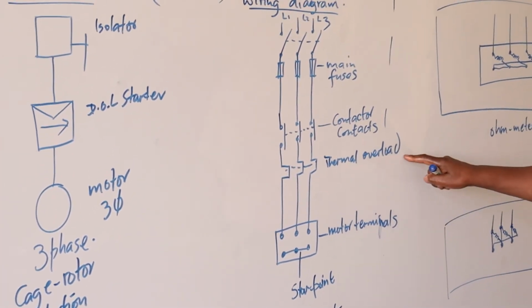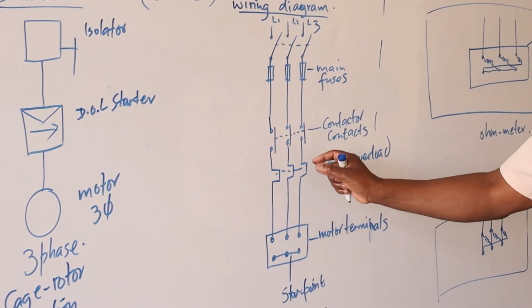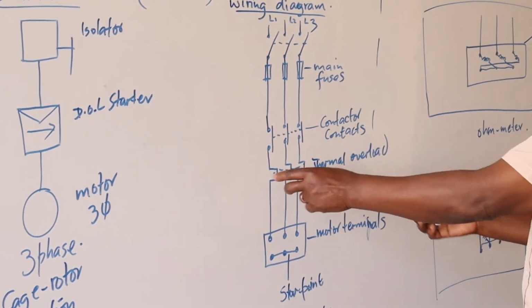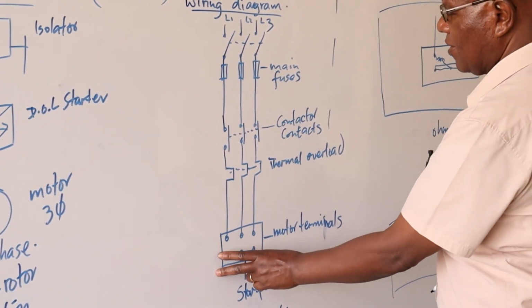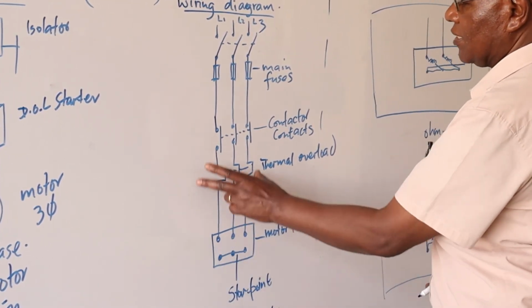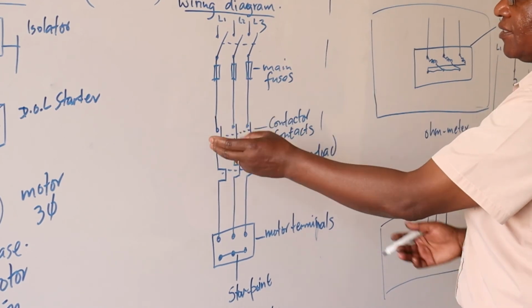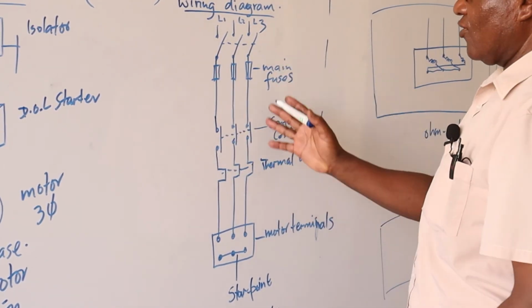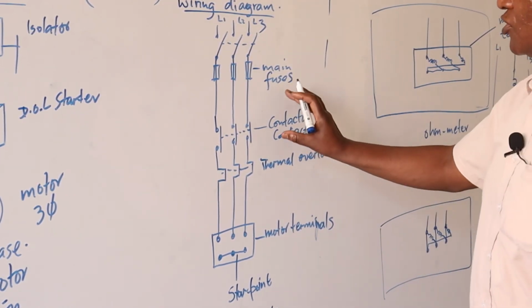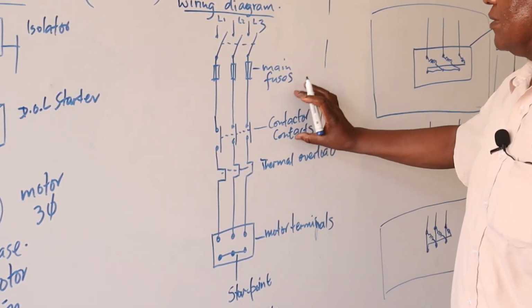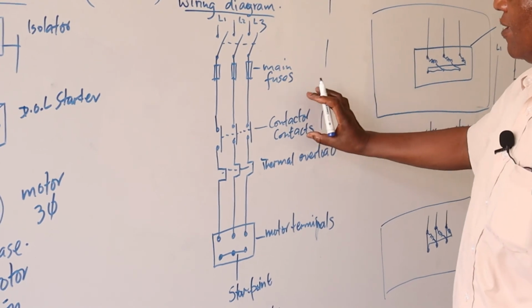Now for the thermal overload, there is a setting trip. You can set at what current you want it to trip, depending on the size of your motor. Now the contactor circuits, again, the contactor's contacts can carry a particular amount of current. So depending on the motor, you go for a particular set of contacts.